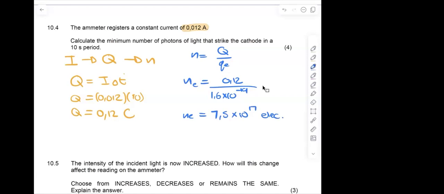I hope that makes sense to everyone. So they gave us the current. Remember, current is flow of charge, right? So what I need to do with the current is find how much charge was there in 10 seconds. Once I know how much charge went by, remember, charge is simply the collective charge of all the electrons. So I divide the total charge by the charge of one electron. That will give me the number of electrons that flowed in that time. So that's how you answer that particular question there.